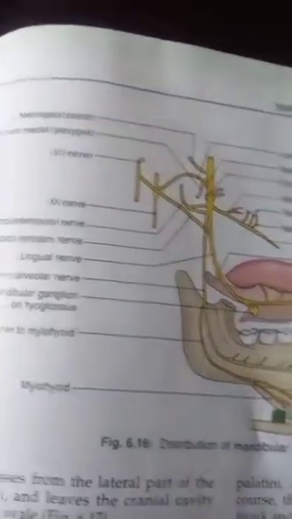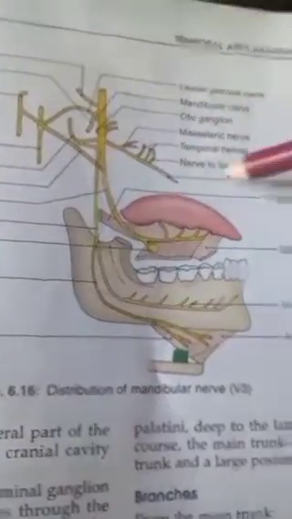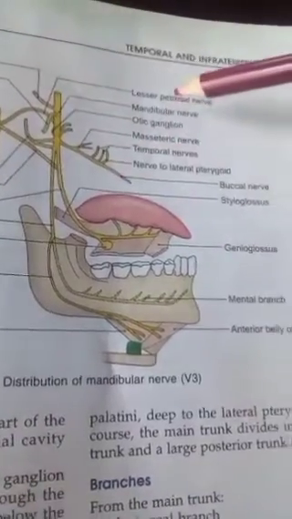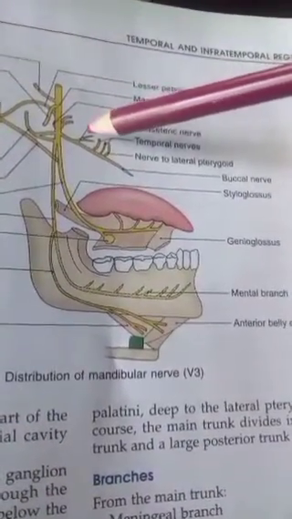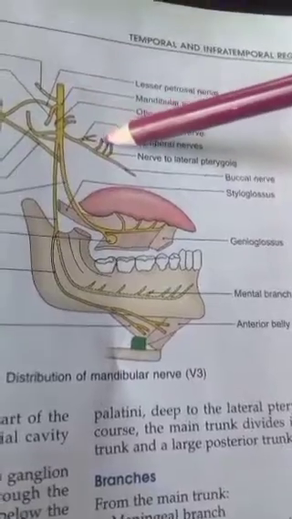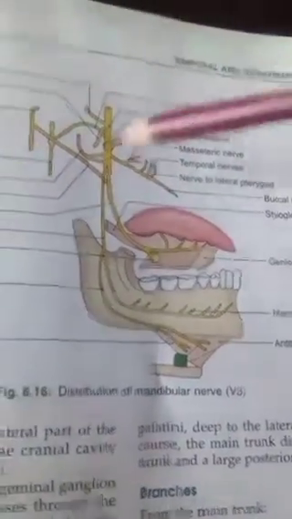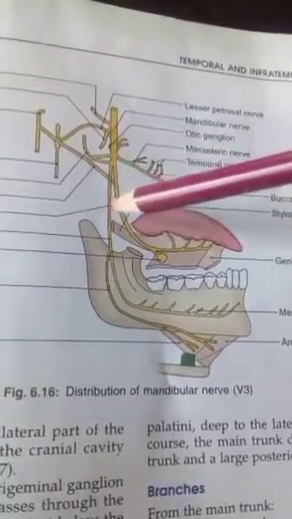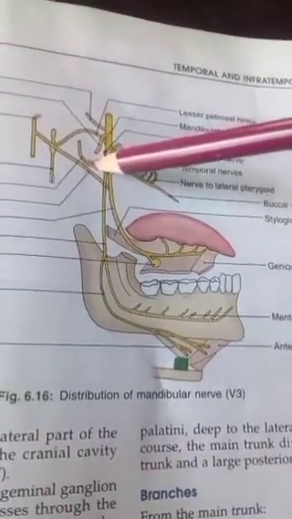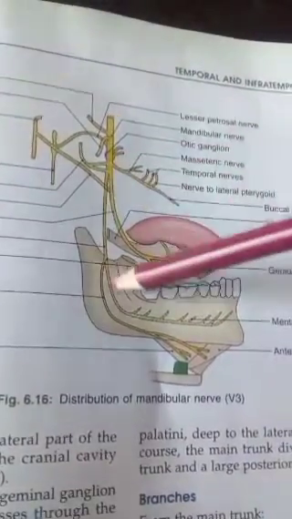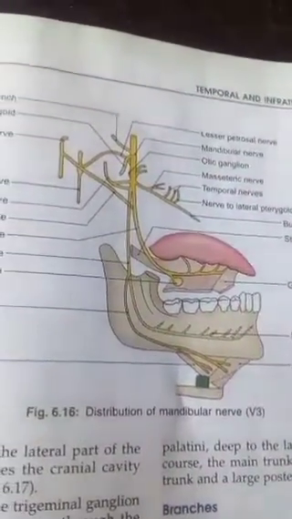muscle. From the anterior trunk, there is one sensory branch known as the buccal nerve, and the remaining motor branches, which are masseteric, temporal nerves and nerve to lateral pterygoid muscle. And from the posterior trunk, there are three branches: auriculotemporal nerve, lingual nerve and inferior alveolar nerve.